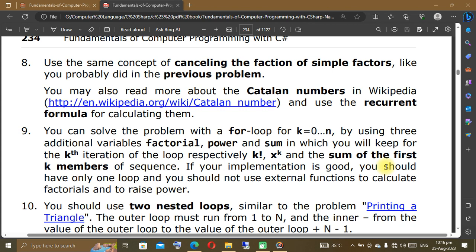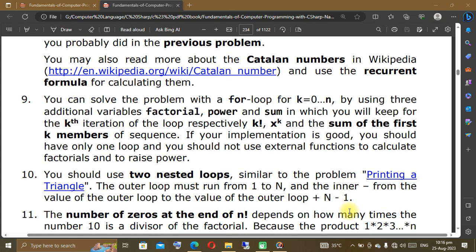You should use two nested loops similar to the problem entering a triangle. The outer loop must run from 1 to n and the inner from the value of the outer loop to the value of the outer loop plus n minus 1.